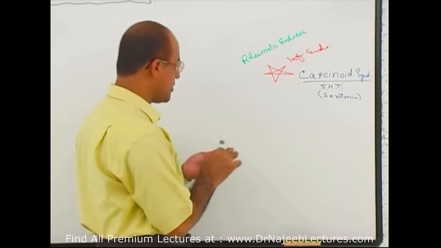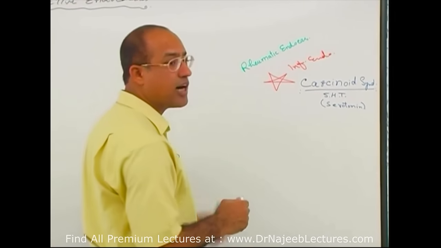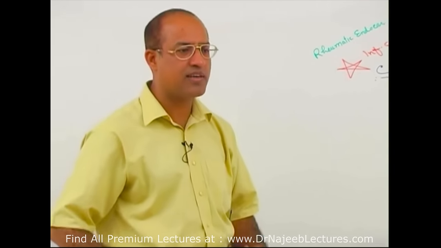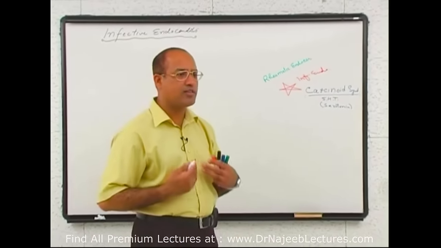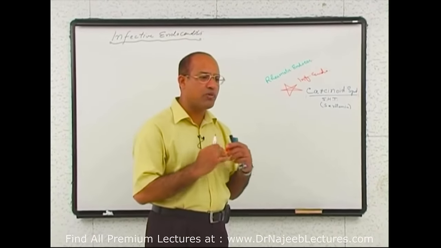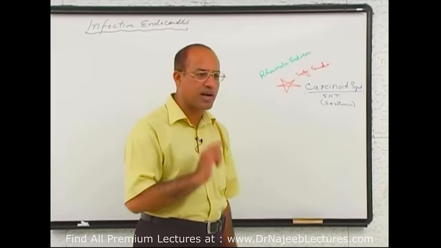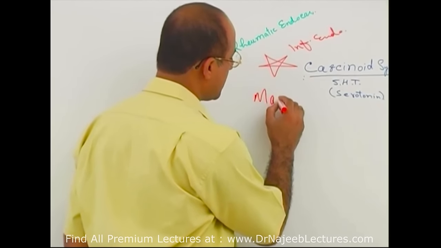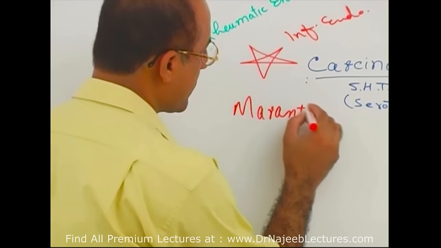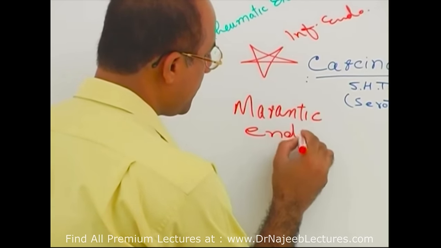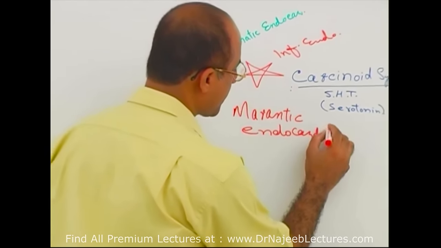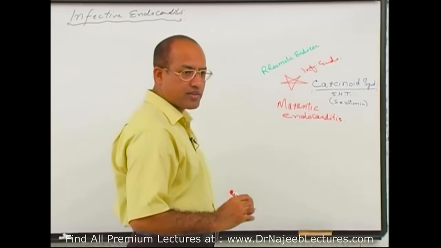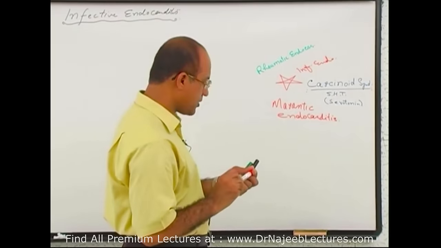Then there's another endocarditis which is related with a hypercoagulable state. When a person's blood is hypercoagulable, it has a high tendency to coagulate. In such patients, sometimes thrombi form on the valvular surface, right? And we call that condition marantic endocarditis.